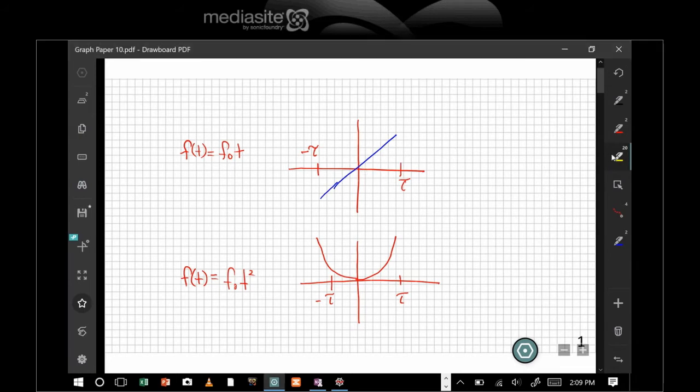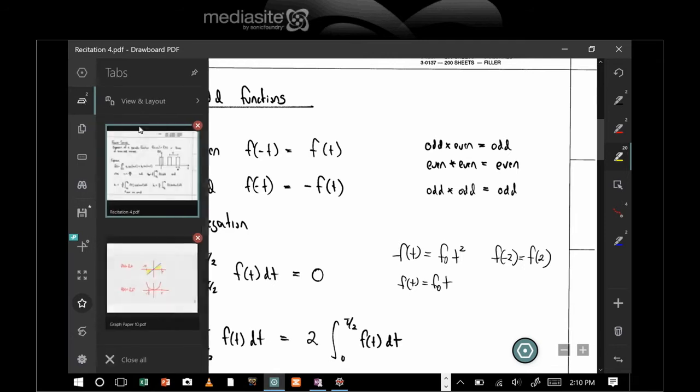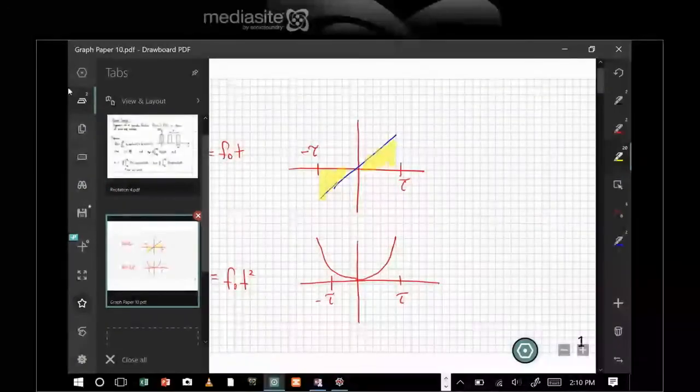Notice that here I have a negative area and here I have a positive area, but the areas are equal to each other. And so what I expect to see is that that's going to give me 0. That goes back to this relationship that I have here: if I take an odd function and integrate over equal bounds about 0, I'm going to get 0, and that's because the areas cancel.